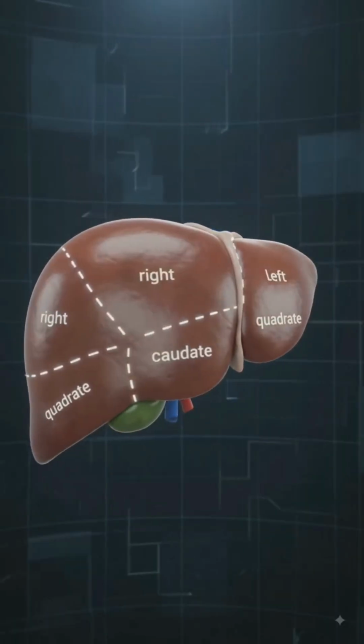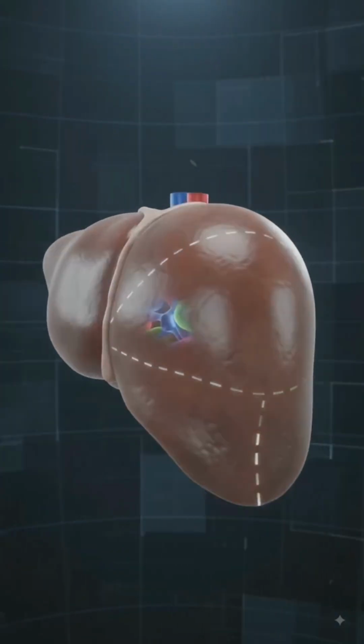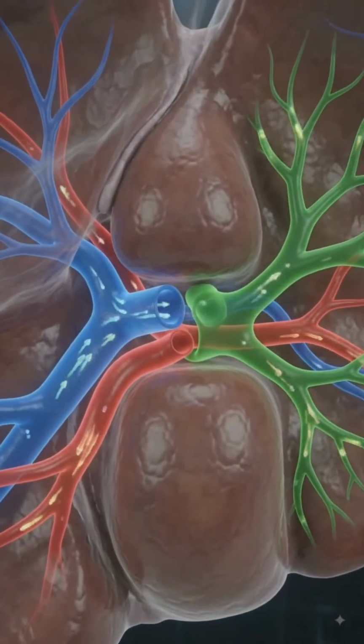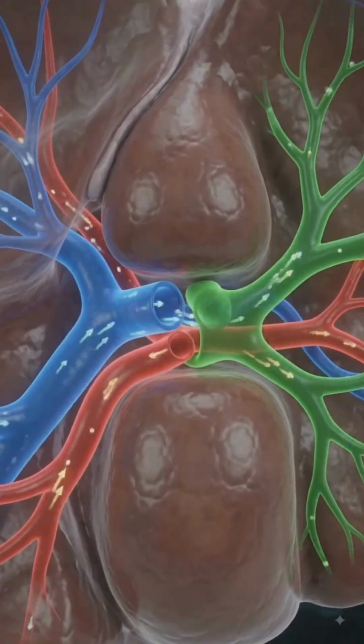The liver has 4 lobes: right, left, quadrate, and caudate, but surgery relies on its architecture. The porta hepatis is the entry point for vessels, situated between the caudate and quadrate lobes.